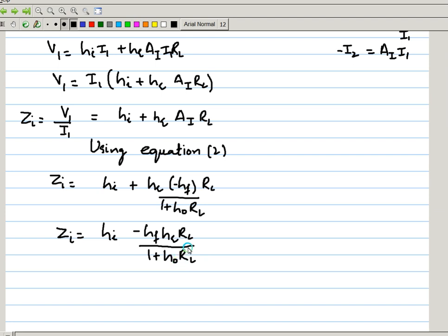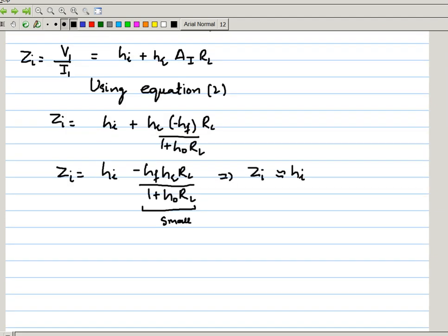So this is the actual formula for the input impedance. However, the second term becomes very small, and this implies that Zi is almost equal to hi. So this is the formula for the input impedance. If the input circuit contains only resistance, the input impedance will be a pure resistance.